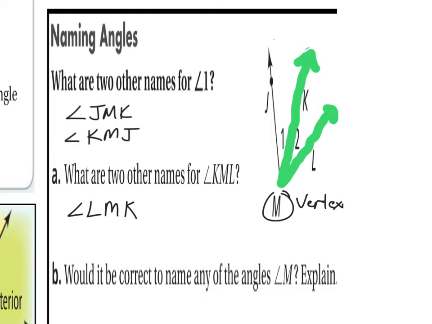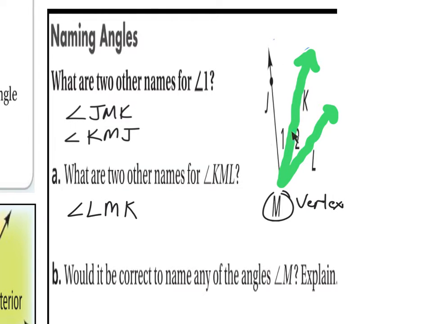Okay, and what I've done is I've flipped the letters. So I can flip the letters, but you'll notice, again, the letter that has to be in the middle is M, because M is the vertex. That's the most important point here. Wherever that angle comes to a sharp point, that's always going to be in the middle of your naming. Now, I can't name it KML because I already did.